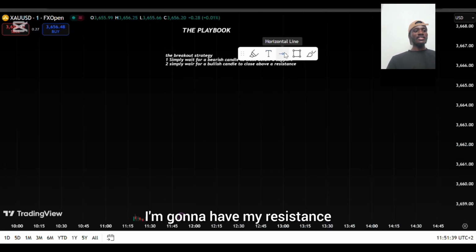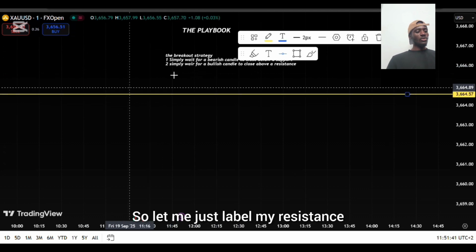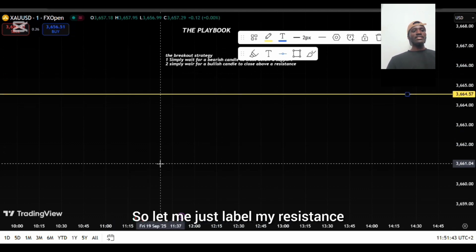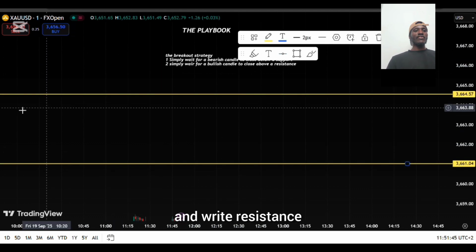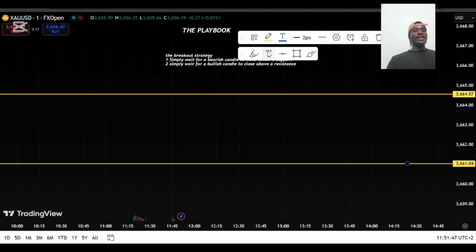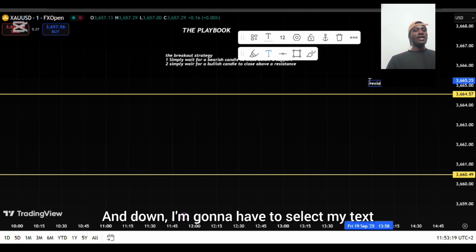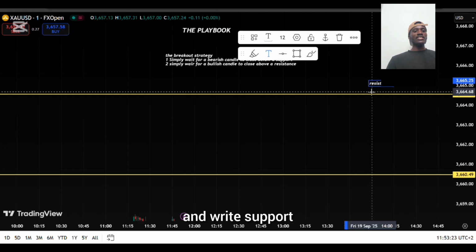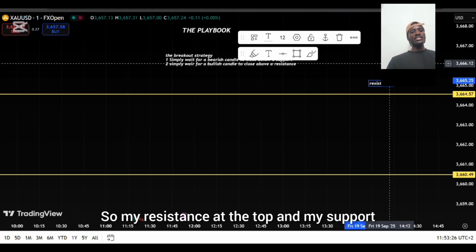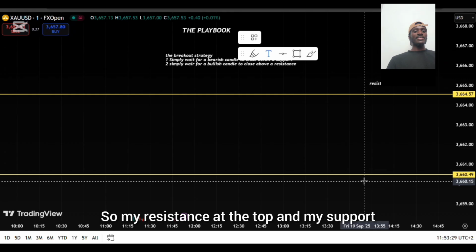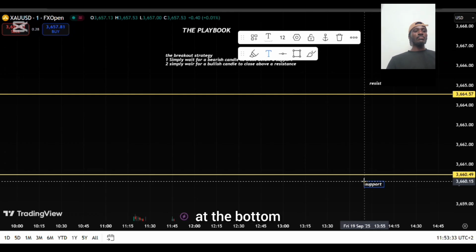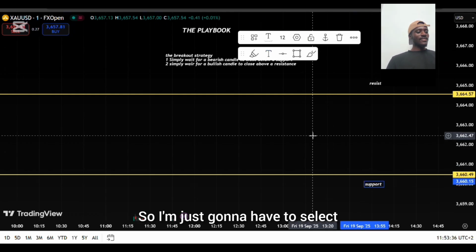I'm going to have my resistance and my support. So let me just label my resistance. Let me select my text and write resistance at the top, that's the ceiling, right? And down below I'm going to select my text and write support. So my resistance at the top and my support at the bottom.